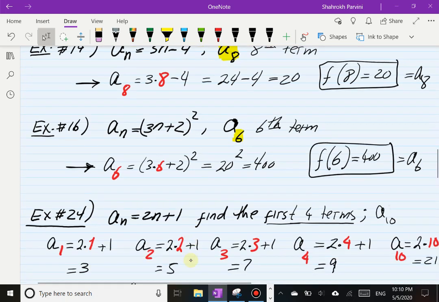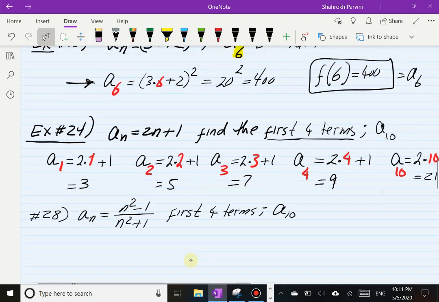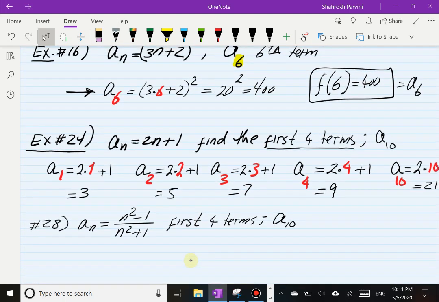And now, exercise number 28, here's another one. In number 28, we're going to do the same thing. We want to find the first 4 terms and then the 10th term. So I'm going to go a equal, let me actually plug it in and see how much room is necessary here. So remember, n is 1, right? First 4, so that's a1, a2, a3, a4.